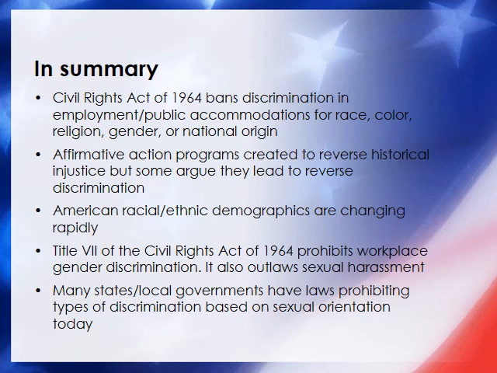All right, let's summarize. The Civil Rights Act of 1964 bans discrimination in employment, public accommodations based on race, color, religion, gender, national origin. Affirmative action programs created to reverse historical injustices remain very controversial, and some argue they lead to reverse discrimination. America's racial and ethnic demographics are changing rapidly, and as I mentioned just a few minutes ago, by 2050, there will be no ethnic majority in the United States. It will be a minority majority country. And there are certainly elements of the United States electorate that finds that to be destabilizing.